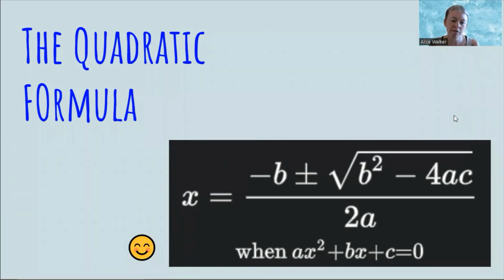We need the quadratic formula when we can't factorise it, because we can't put it into x plus or minus a whole number and another x plus or minus a whole number. So the answer, the roots of the quadratic equation, would be decimal or fraction numbers.